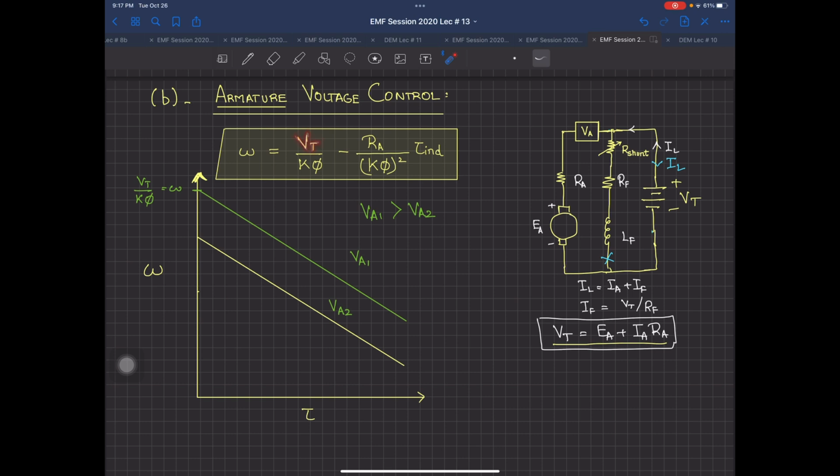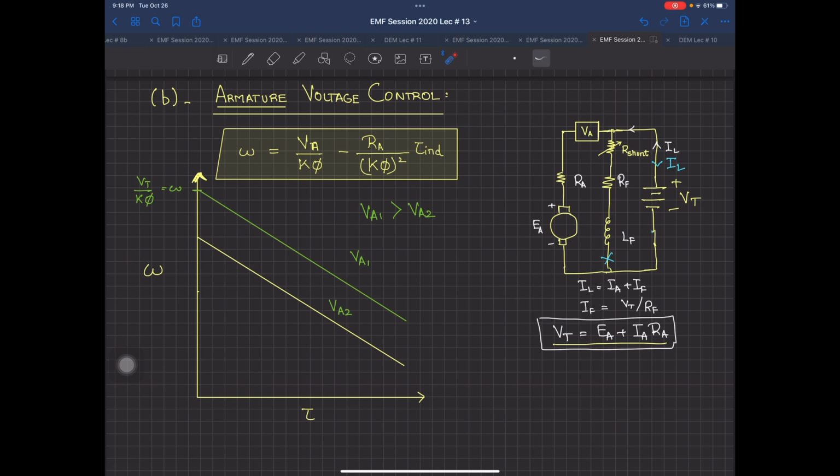Now this Vt, in armature voltage control, you can call it Va, because Va is the voltage across the armature. But if it was a separately excited motor, then this will be called Vt or Va. So in this equation, if you look very closely, this portion is the y-intercept. There is no change in the slope, there is no change in any other quantity. The only thing changing is Va.